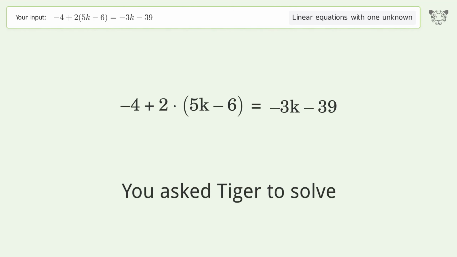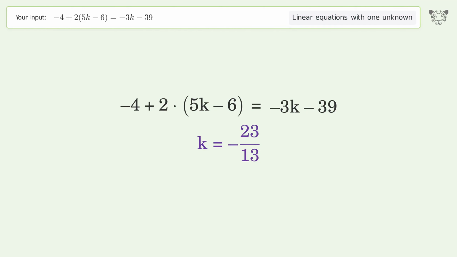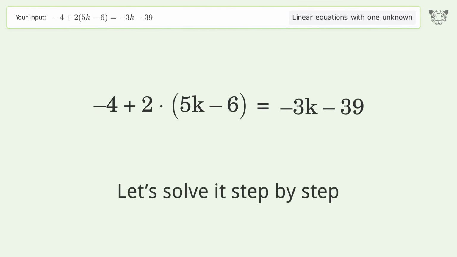You ask Tiger to solve. This deals with linear equations with one unknown. The final result is k equals -23/13. Let's solve it step by step.